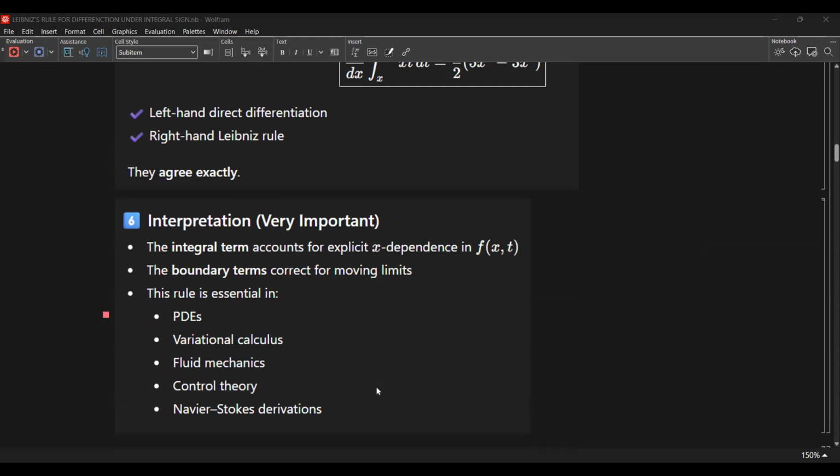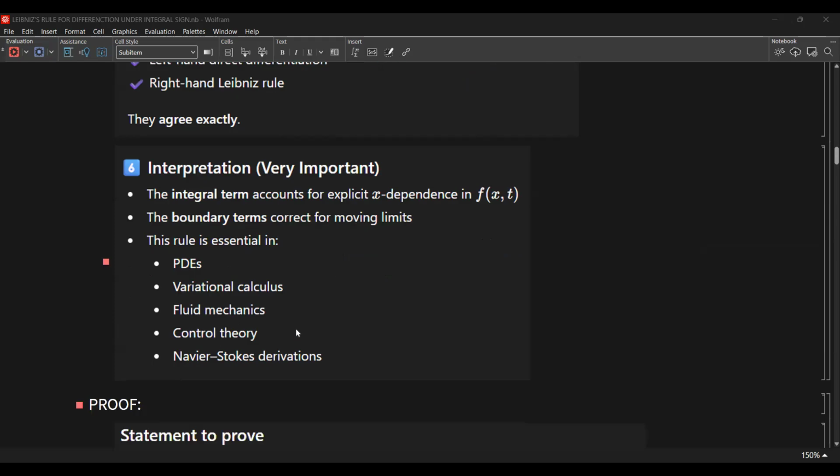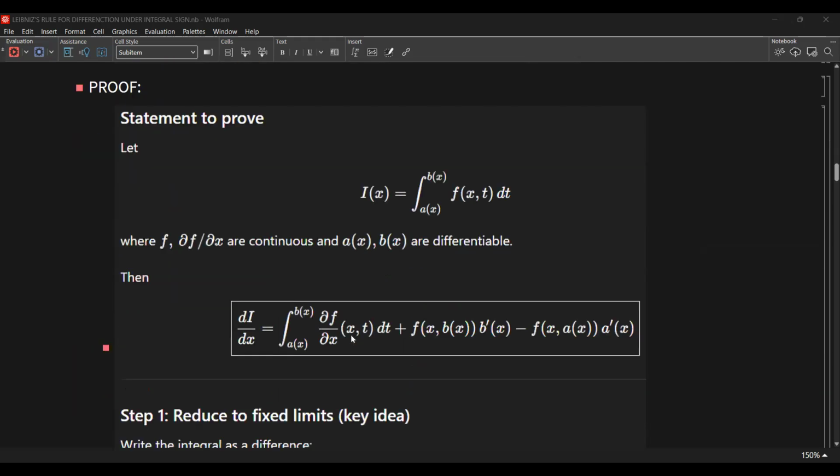Interpretation is very important. The integral term accounts for explicit x dependence in f of x, t. The boundary terms correct for moving limits. This rule is essential in partial differential equations, variational calculus, fluid mechanics, control theory, and Navier-Stokes derivations. So now we have the proof of this rule.